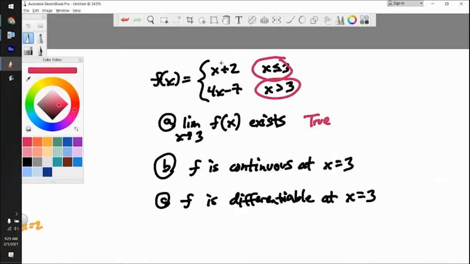So if you plug in 3 to this one, you would get a 5. If you plug 3 into this one, you would also get a 5. So true is correct. And what about B? Is B true or false?